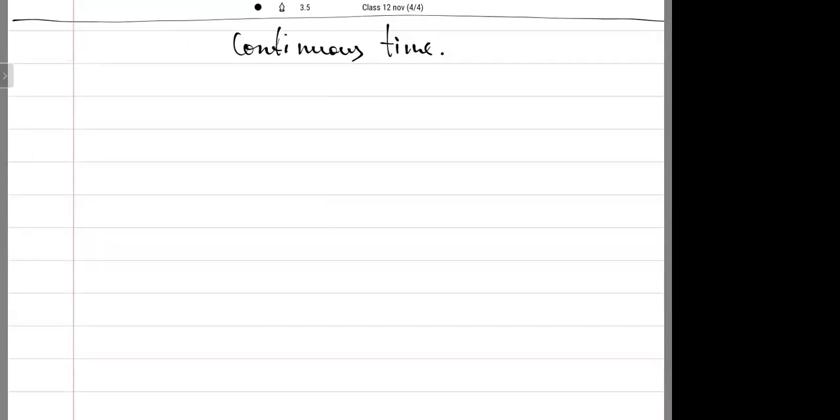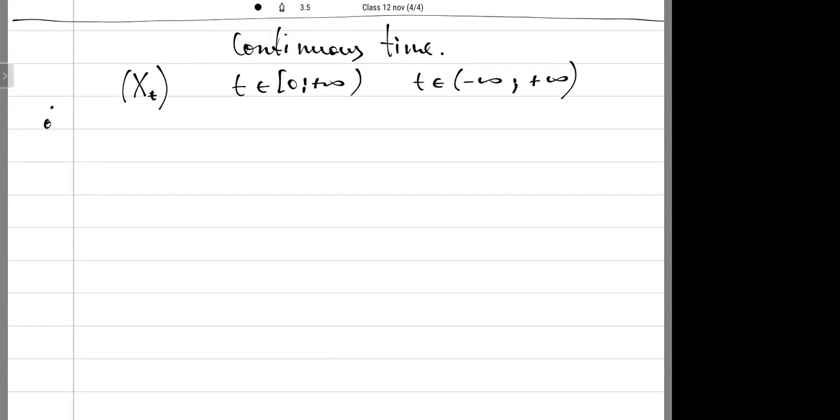Some definitions are just the same. A random process is just a sequence of random variables, but now the index t is normally from 0 to plus infinity or from minus infinity to plus infinity. So a random process is just an indexed sequence of random variables. The definition of filtration stays the same.